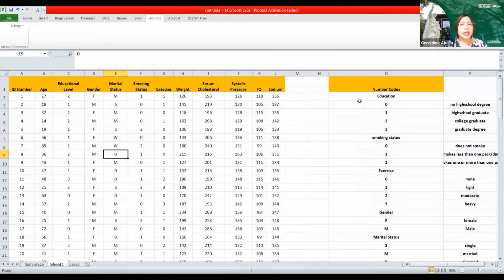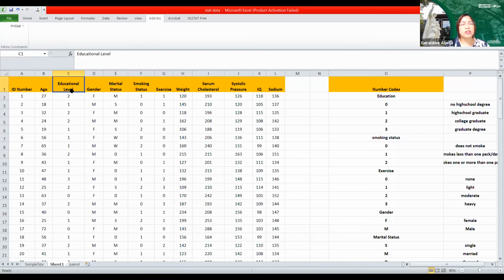Now the question is, if this is your data and the first objective in your research is to present the profile of the respondents according to these variables: gender, marital status, and smoking status. If there are no add-ins in your PHStat, you can do this one at a time using a pivot table. But with PHStat, you can simultaneously find the profile of the respondents according to these three variables. Sorry, again: educational level, gender, and marital status.